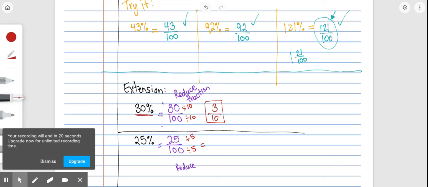25 divided by 5 is 5, and 100 divided by 5, well, I'm not great at that, so I'm going to do it by hand. 100 divided by 5. 5 goes into 1 0 times. 5 goes into 10 2 times. 5 goes into 0 0 times.